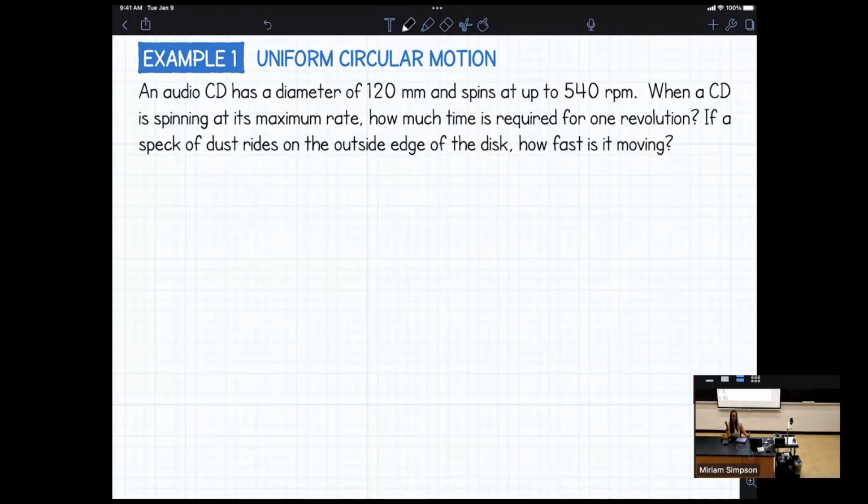So an audio CD has a diameter of 120 millimeters and spins at 540 RPM. Remember, RPM stands for rotations per minute, so you can write it as revolutions or rotations divided by minutes. When a CD is spinning at its maximum rate, how much time is required for one revolution? And then if a speck of dust rides on the outside edge of the disk, how fast is it moving?